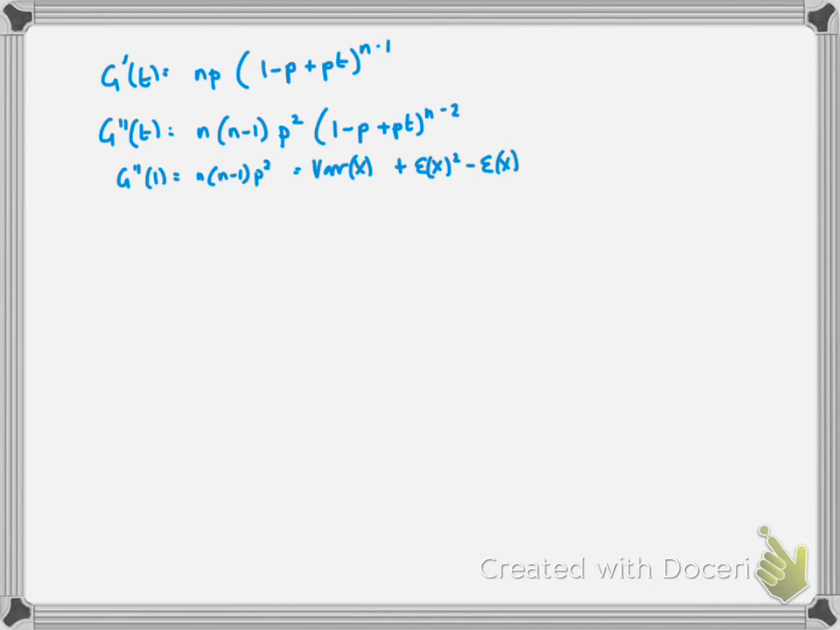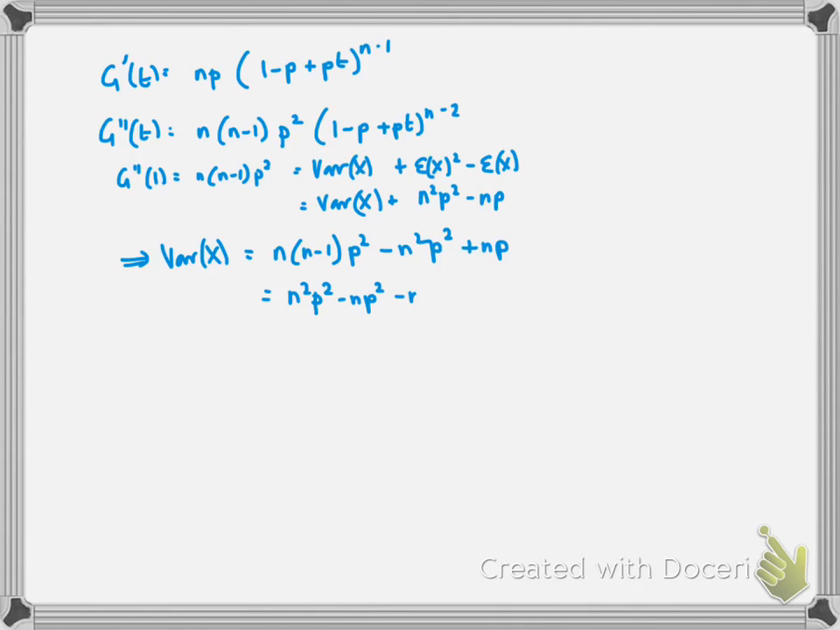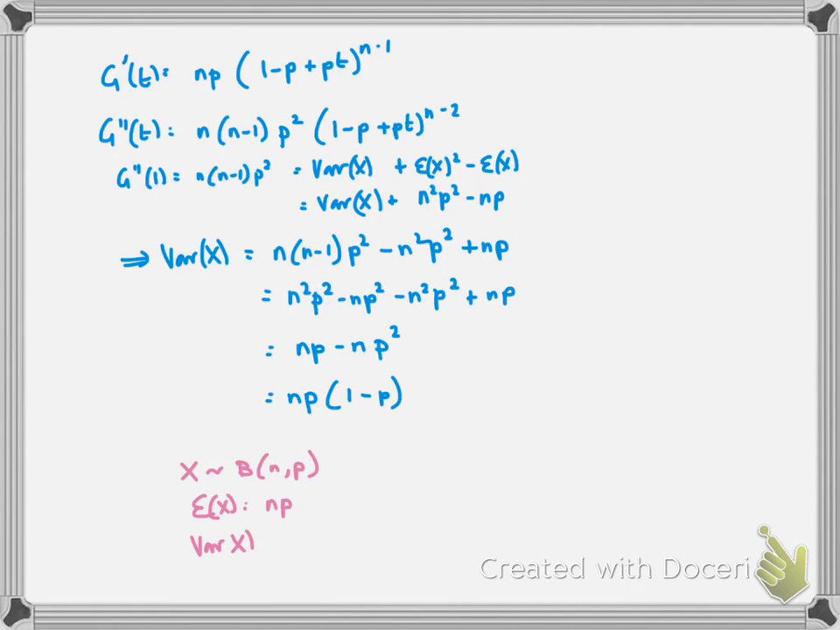Now we know that expectation of x is np, so the expectation of x squared is n squared p squared. Now we can make variance of x the subject. Now we can expand the brackets. Now we can simplify and factorise. And we've got our formula for the variance of x. So let's just summarise. If x is binomially distributed, expectation of x is np, and the variance is np(1 - p).